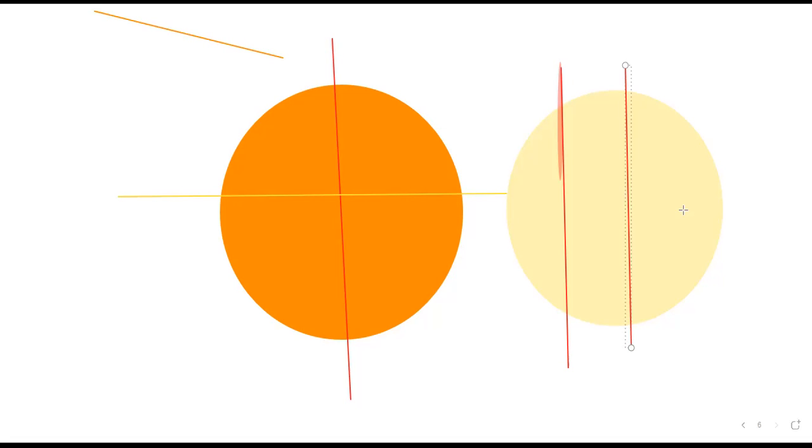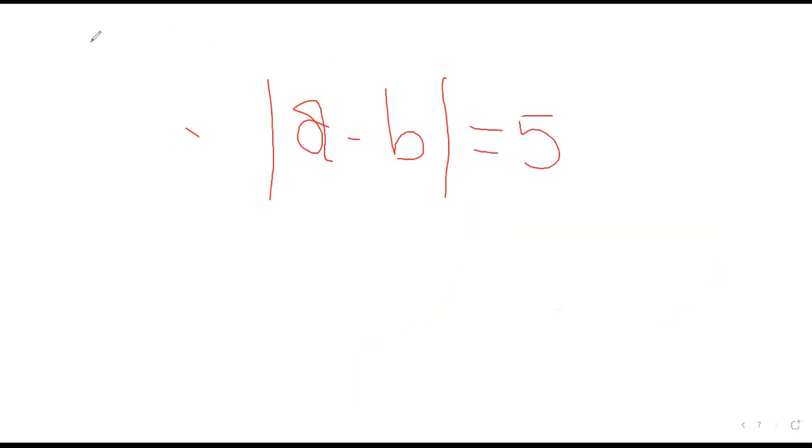One more question we can solve in this time. That is, for all real values of A and B, the equation, so I should write straight away the equation, that is, A minus B in mod, absolute, is equal to 5. This can be interpreted as the positive difference of A and B is 5. So positive difference of A and B.